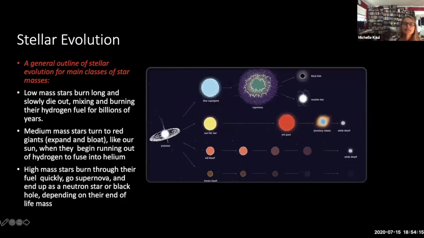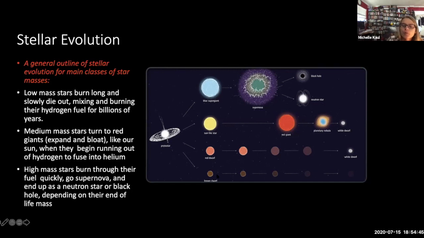Okay, so going back here, what we have is our general outline. I showed you this last class, and I even have a poster in my room on stellar evolution. The big thing is to know the difference between low mass stars, medium mass stars, and high mass stars. I'll see if I can put this handout up online, because I always give out a lot of handouts for this part of the class.